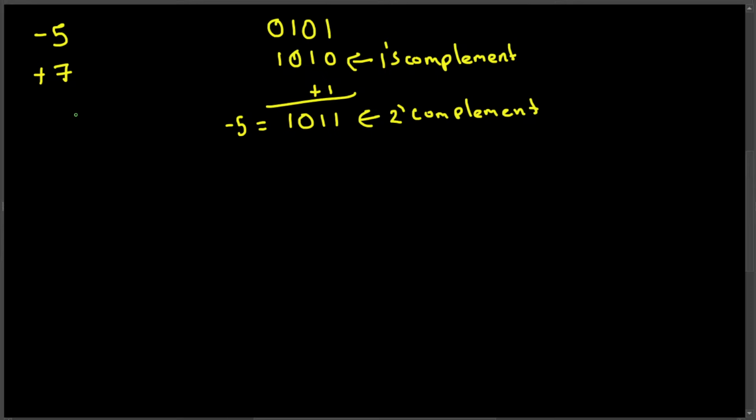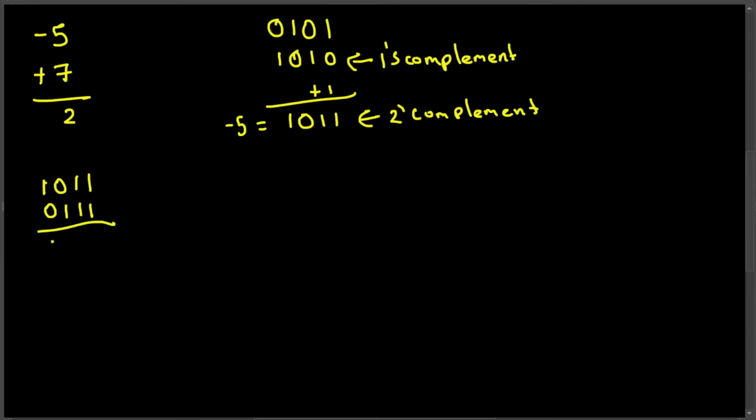So we have -5, and we just try to add that one with 7 and see what we get. If we add -5 with 7, we're supposed to get 2. So let's see if we are getting there. So 1 0 1 1, and then 0 1 1 1.